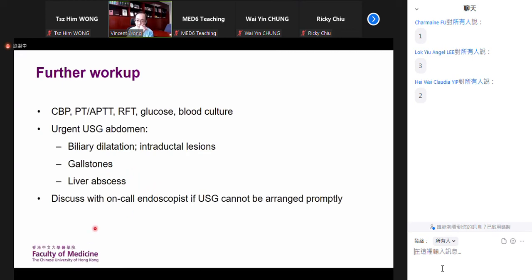Now, if you are unable to arrange an urgent ultrasound scan of the abdomen, you can also contact the on-call endoscopist, because acute cholangitis is actually a clinical diagnosis. Okay, so as mentioned, for the liver biochemistry, sometimes it can be atypical, and also ultrasound scan may not be able to see the biliary dilatation anyway. And if you have an ultrasound scan, that would be good, because we still want to see whether there are abnormal anatomies and whether there are abscesses inside the liver.